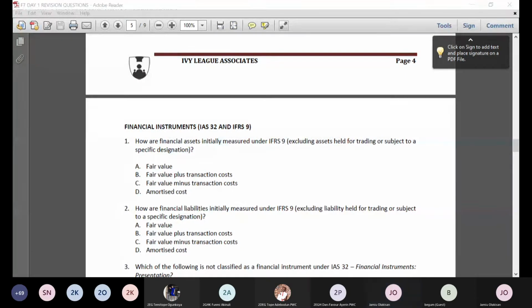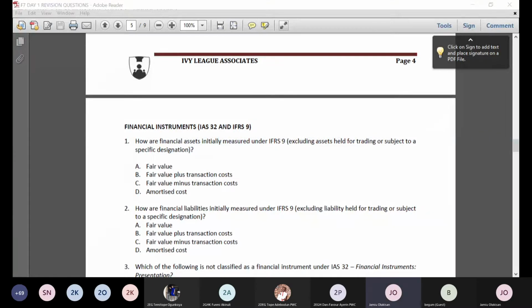You must have been told that a preference share that is redeemable, mandatorily redeemable, is a financial liability. A preference share that is redeemable at the option of the holder is a financial liability. You must have been told that an irredeemable preference share is an equity instrument, or a preference share that is redeemable at the option of the issuer is an equity instrument.